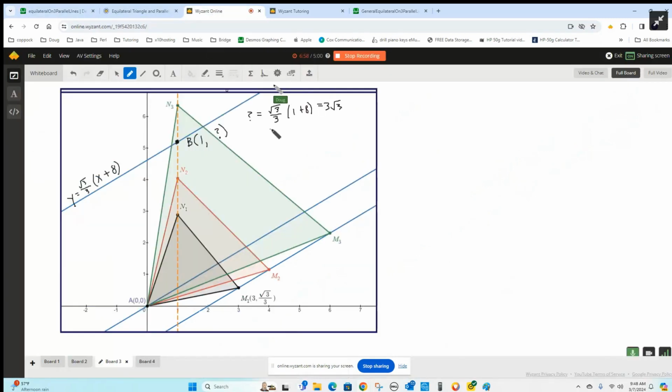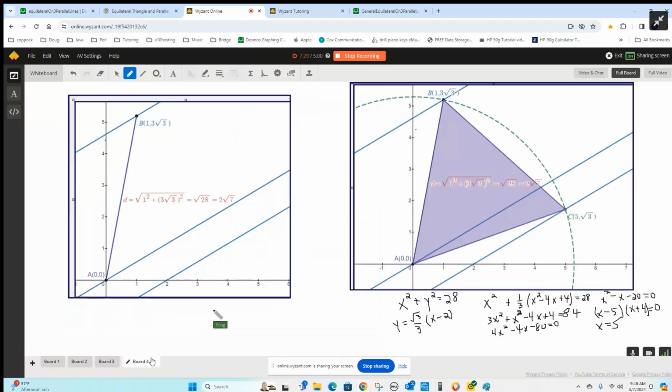Okay, so here's how we determine the 3 radical 3. Because we put 1 into this equation right here. So this is B, 1, 3 radical 3. The distance between A and B is, as we saw on Desmos, 2 radical 7. We say that's the answer to the problem. Let's look at one more picture here.